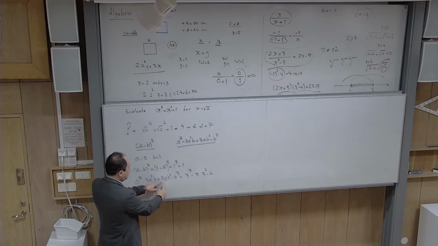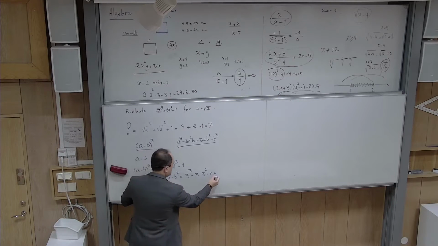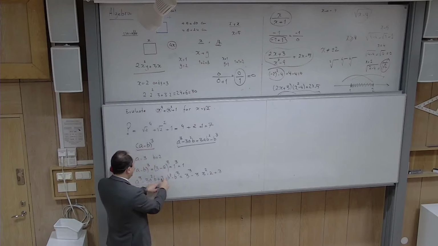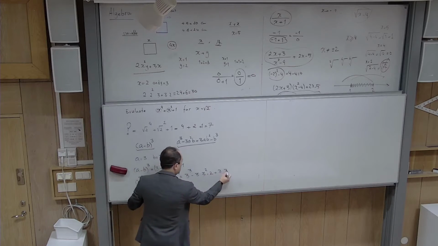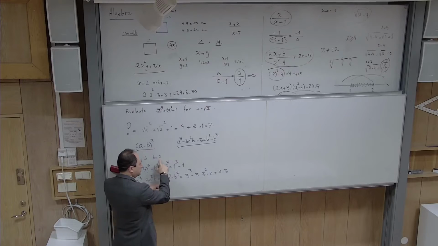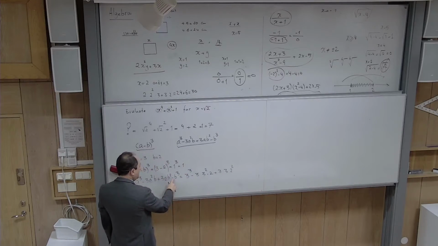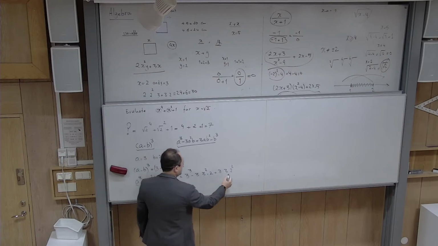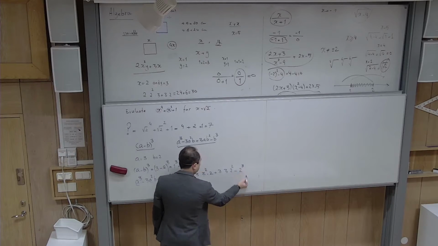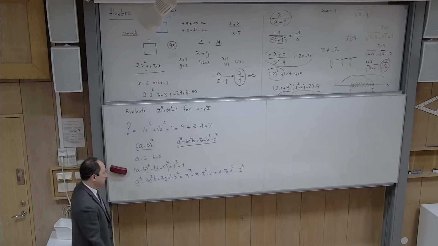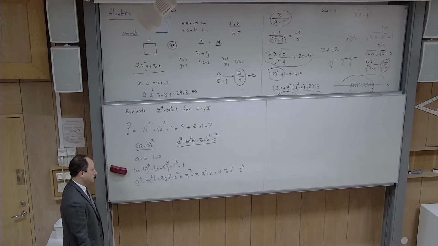Then I go to the next step. 3 is again there. Instead of a, I put 3, and instead of b, I put 2. And then finally, minus b to power 3, so it is minus 2 to power 3. And we have to calculate this.